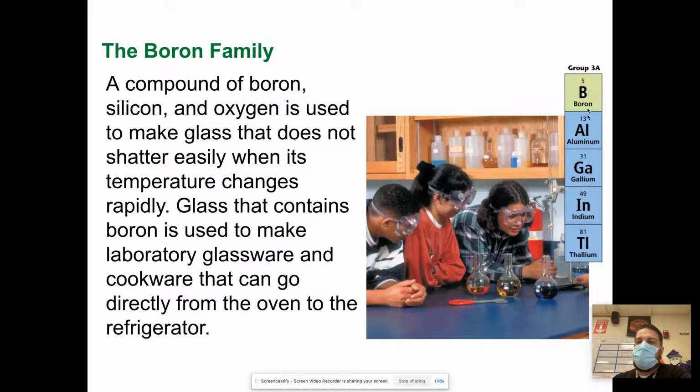So here's the boron group, as it's sometimes referred to, or as the boron family. This is just the group 3A. All of these elements have 3 valence electrons. That's why it's called 3A. The compound boron, silicon, and oxygen is used to make glass that does not shatter easily when the temperature changes rapidly. Glass that contains boron is used to make laboratory glass and cookware.